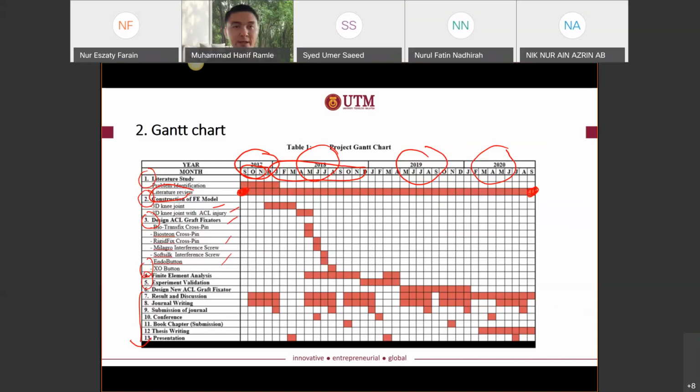In some cases, the panel will ask you about the publication. So you can put some publication element in your Gantt chart, because normally the panel will ask about the publication, as it is required by UTM. You can put in which month you want to get published or get submitted, for example. And conference: maybe you are planning to go to a conference, you have to put it as well. And then this is writing and presentation, of course.